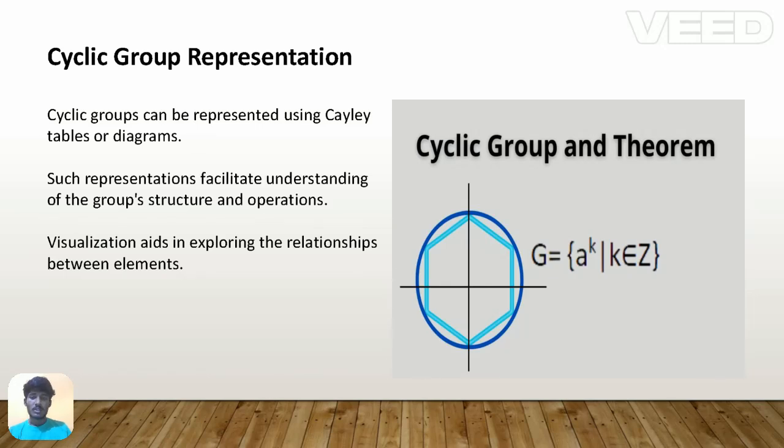Cyclic group representation. Cyclic groups can be represented using Cayley tables or diagrams. Such representations facilitate understanding of the group structure and operations. Visualization here aids in exploring the relationships between elements.